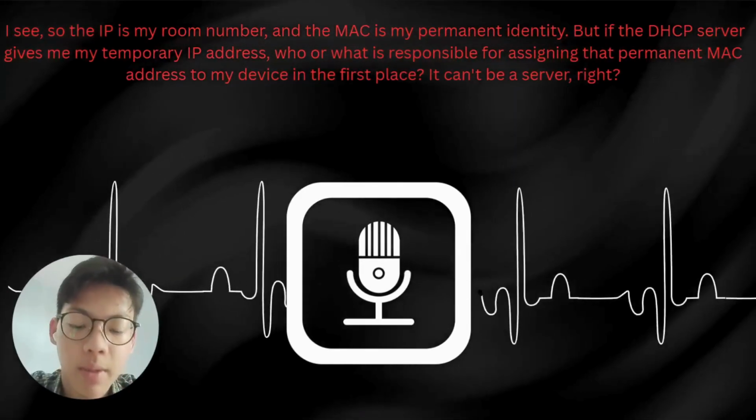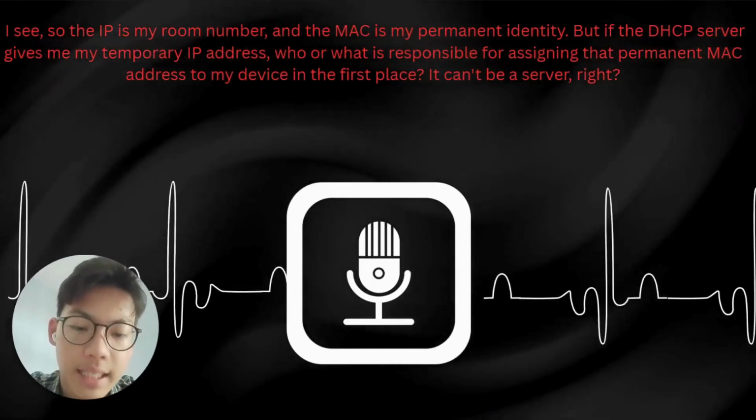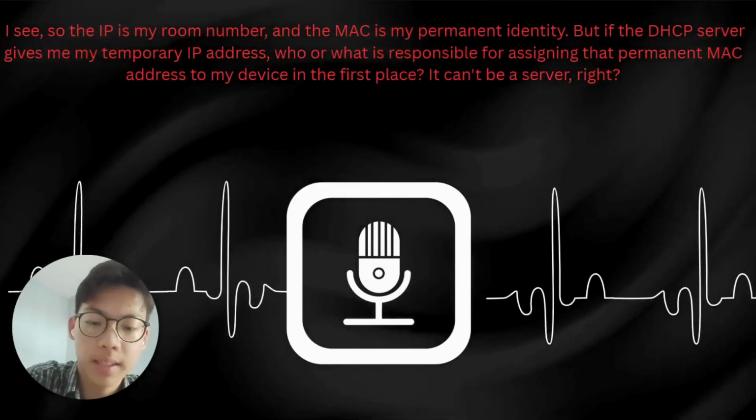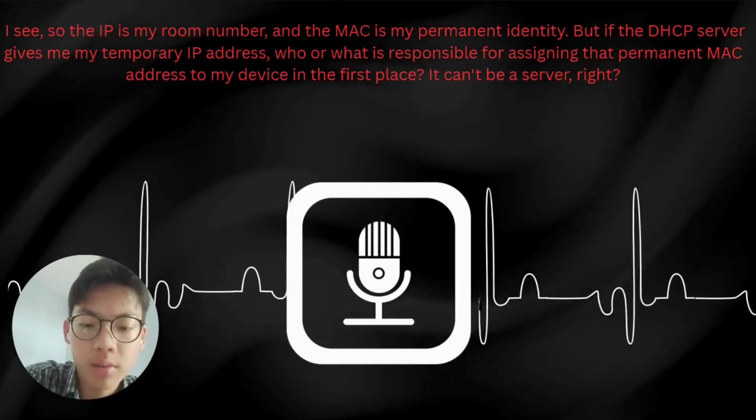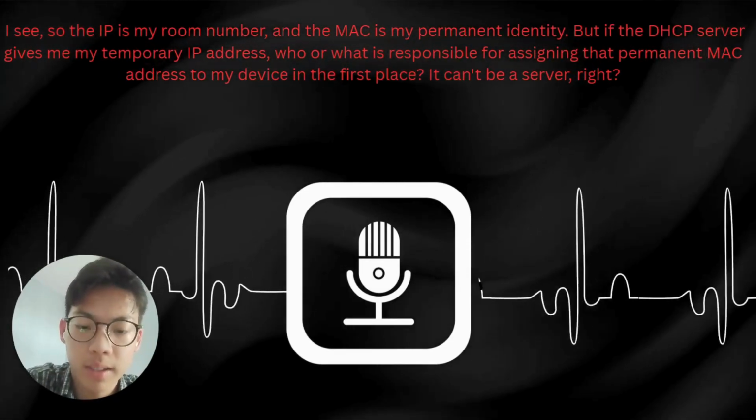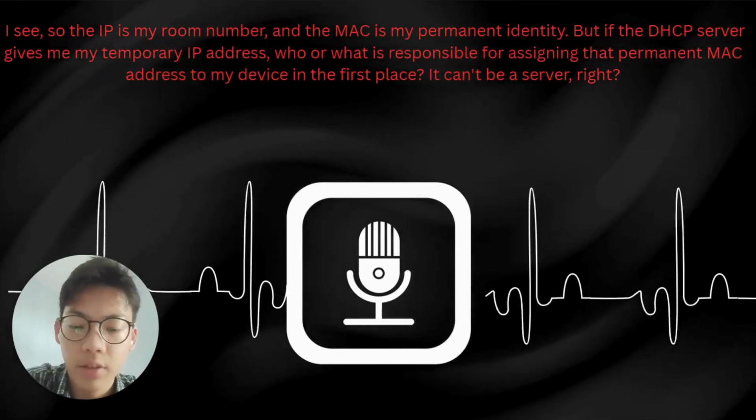I see. So the IP is my room number and the MAC is my permanent identity. But if the DHCP server gives me my temporary IP address, who or what is responsible for assigning that permanent MAC address to my device in the first place? It can't be a server, right?